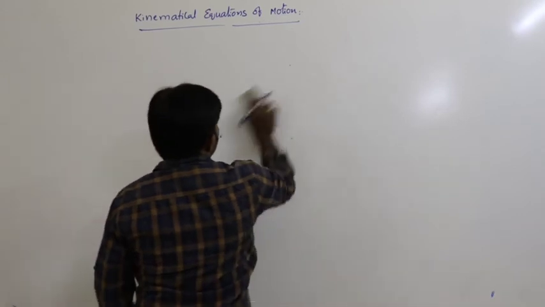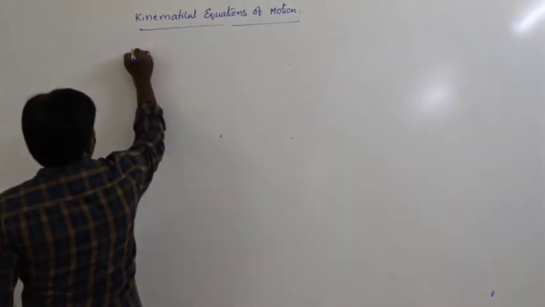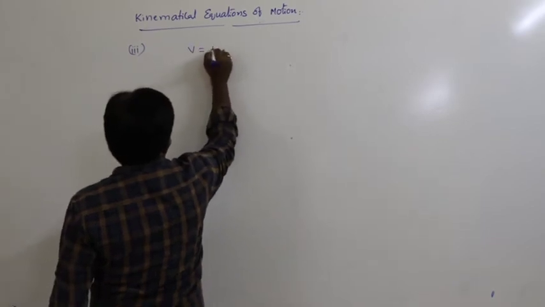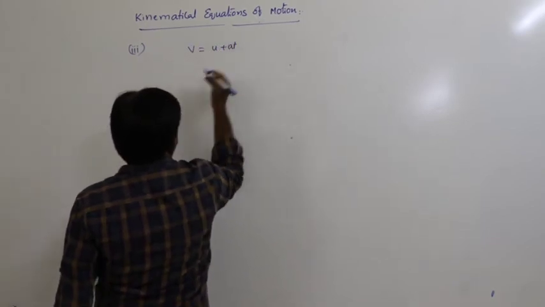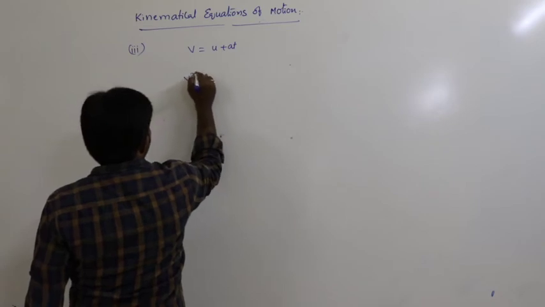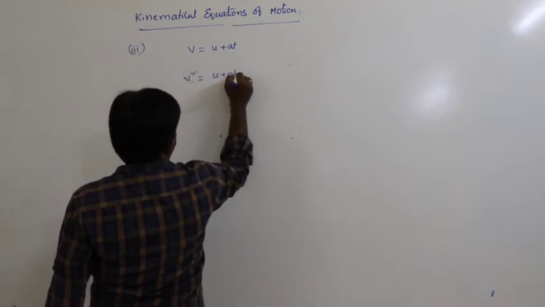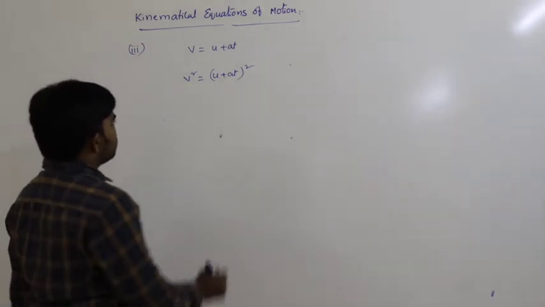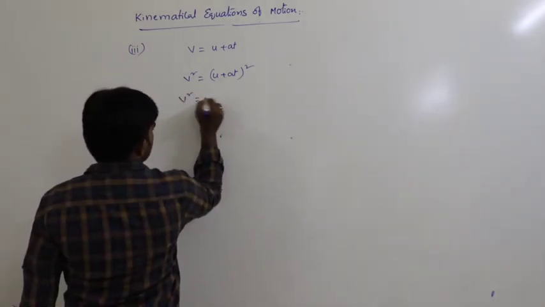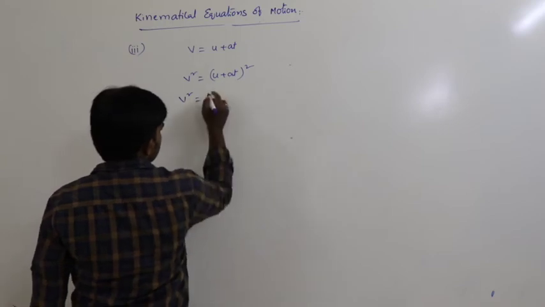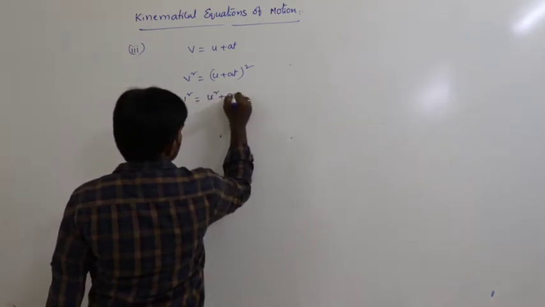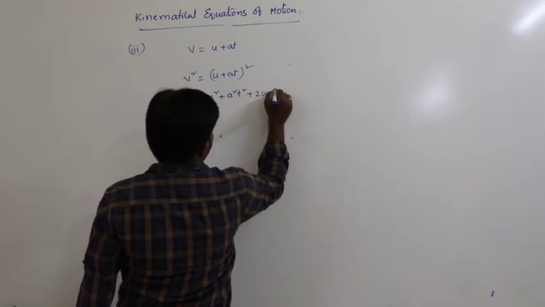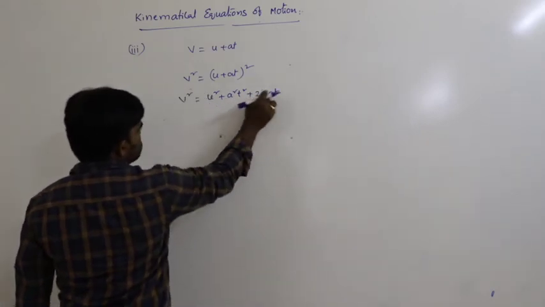So third equation. From the first equation we know v equals u plus at. Squaring on both sides, v square equals (u plus at) whole square. So from this, using the (a plus b) whole square formula, v square equals u square plus a square t square plus 2uat. That is a square plus b square plus 2ab.